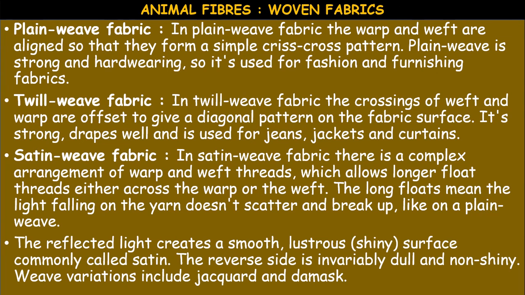In satin weave fabric, the reflected light creates a smooth, lustrous, meaning shiny, surface, commonly called satin. The reverse side is invariably dull and non-shiny. The weave variations include jacquard and damask.